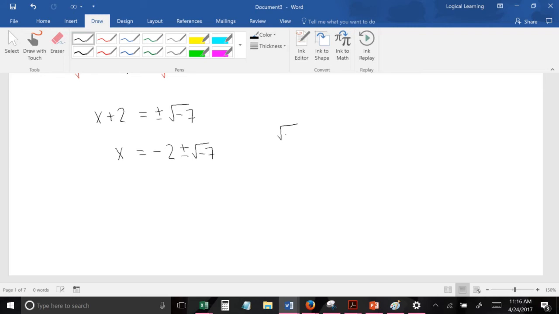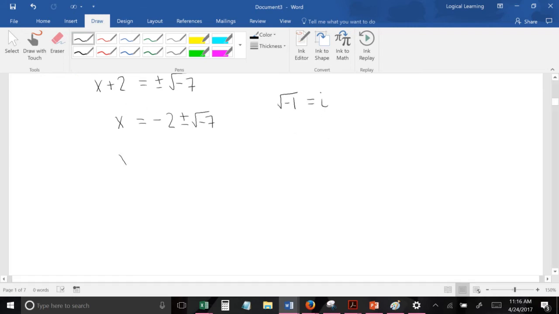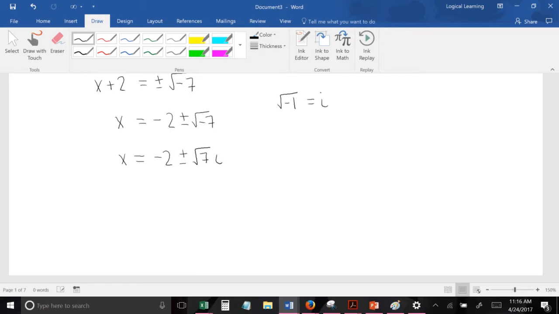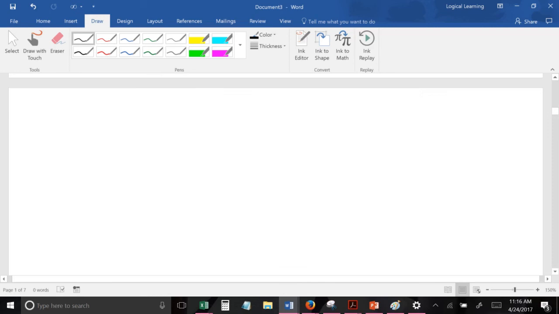Now remembering that the square root of negative 1 is equal to i, this gives us negative 2 plus or minus root 7 i, and we have a complex number. Let's take a look at one last example.